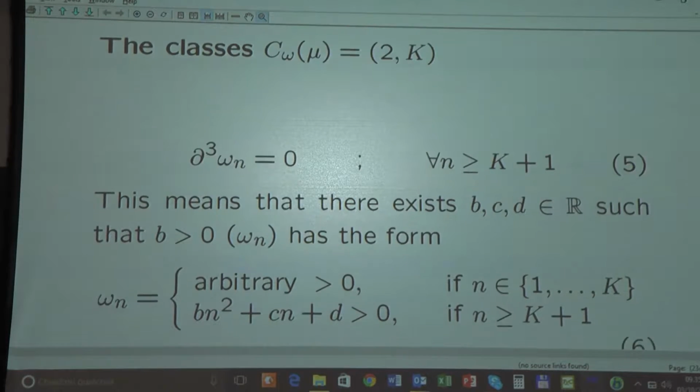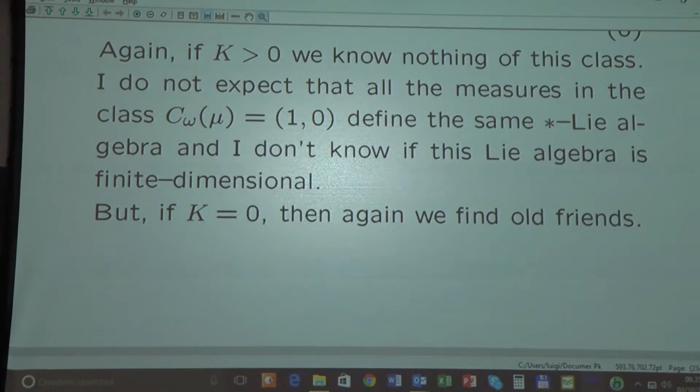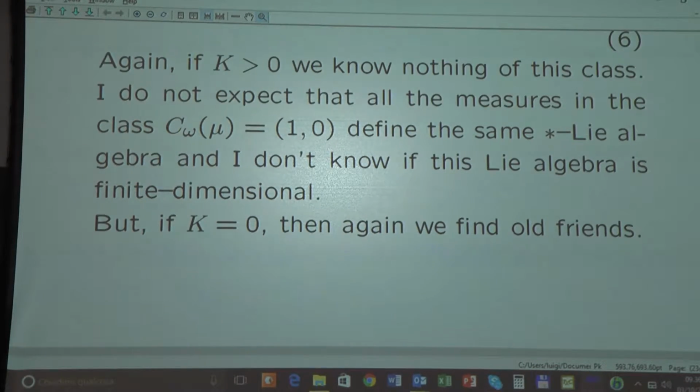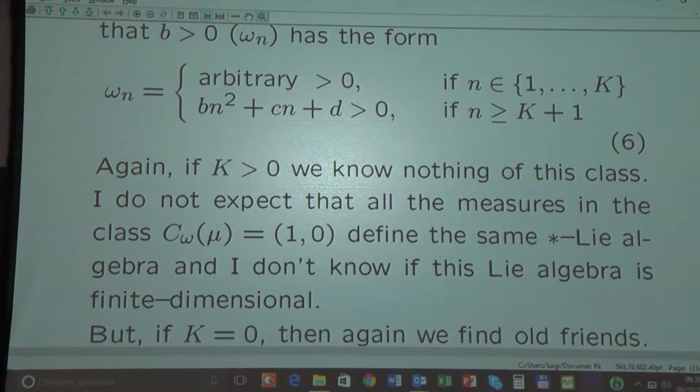They correspond to the class 2,K. What is the class 2,K? They satisfy a third order difference equation, so the general solution depends on 3 constants. And these 3 constants, what do they give? Well, to make it short, I see the time is very short, you get exactly the non-standard Meixner classes. You know that there exist exactly 5 Meixner classes. The first 2 are Gauss and Poisson, and they are covered by the index 1, 0. And the index 2, 0 covers the remaining 3 Meixner laws.